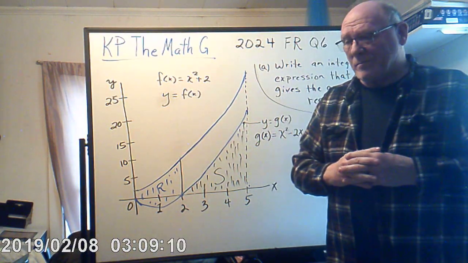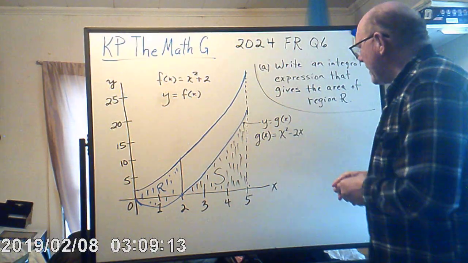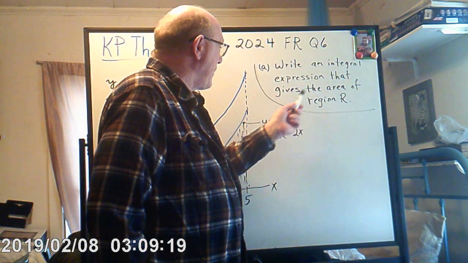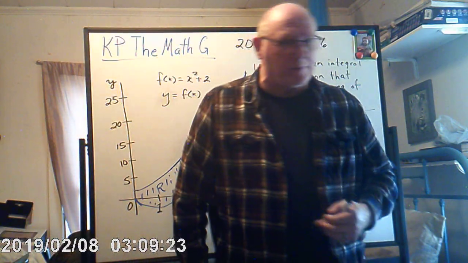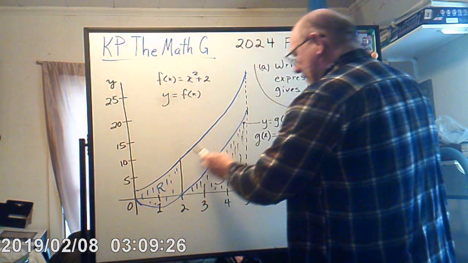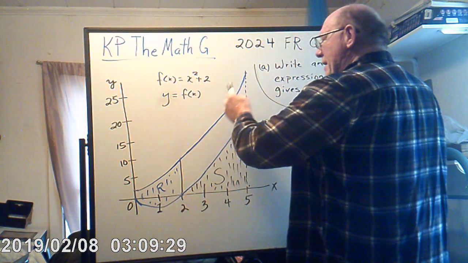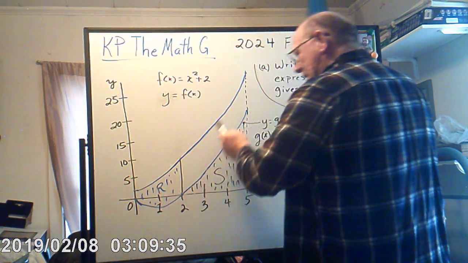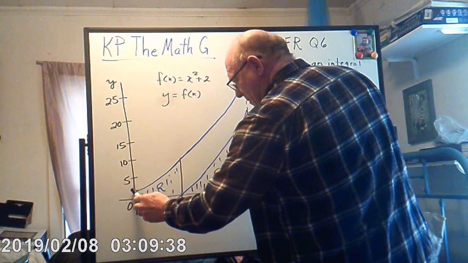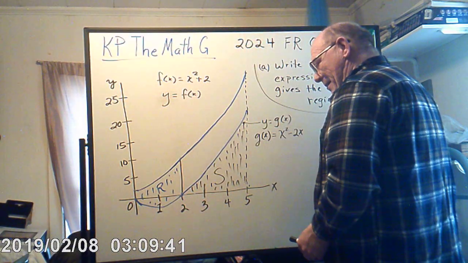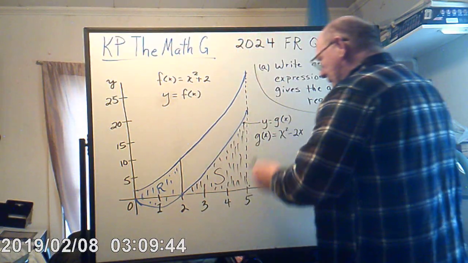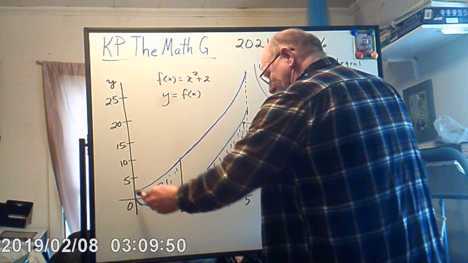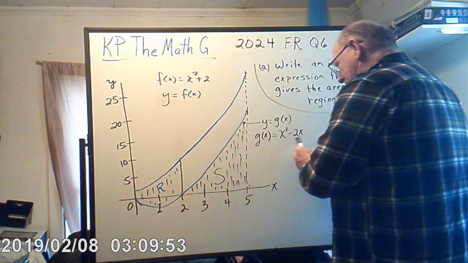But let's go ahead and deal with the problem. It says, write an integral expression that gives the area of region R. Now look at this. This curve is F. F of x is x squared plus 2. This is probably 2 right here. And this one below it, G of x, is going to be x squared minus 2x.